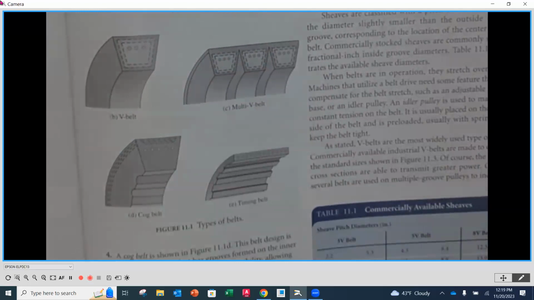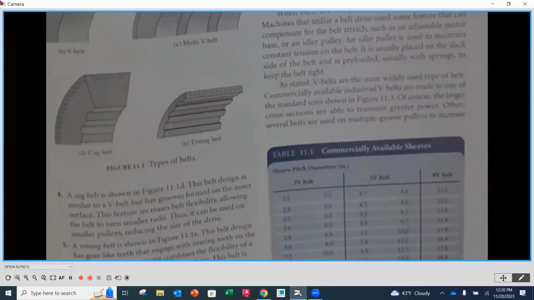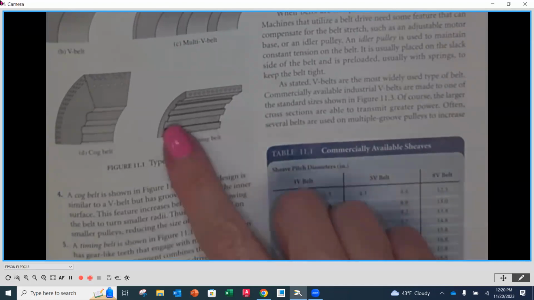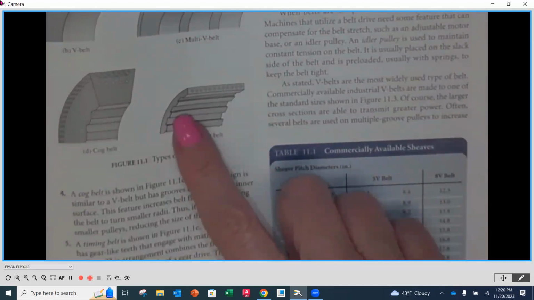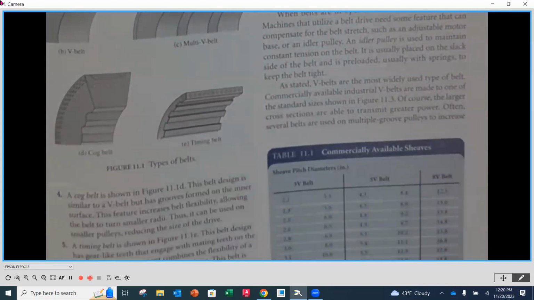Okay. As we look down here, it's worth mentioning the timing belt sort. The timing belt sort is going to have to fit onto, and it's really kind of like a gear matching up with another gear. So the space in between here is going to accommodate teeth on another type of sheave that is going to be specific to the timing belt that we pick out. So it kind of combines, if you would, the positive nature of a gear, but the flexibility of a belt and the quietness of a belt. Right.